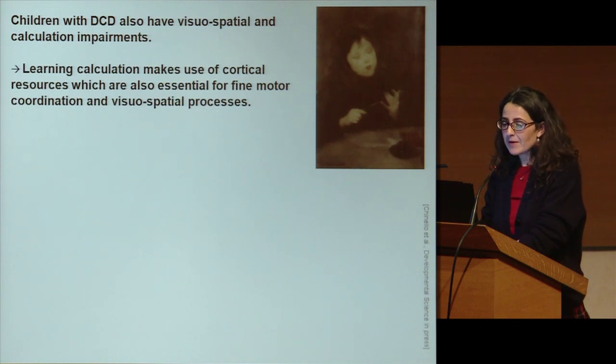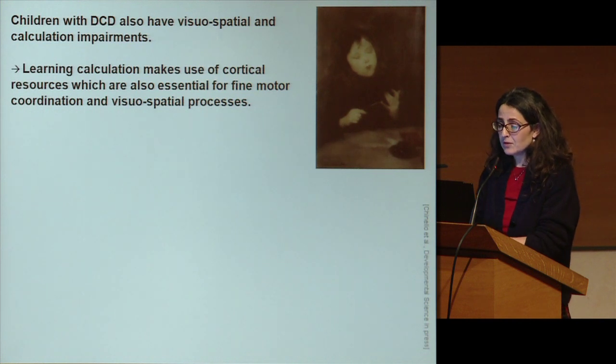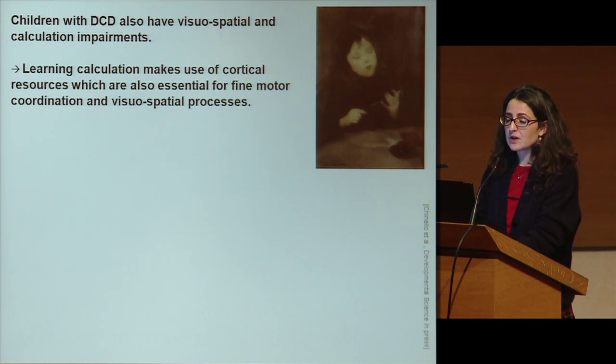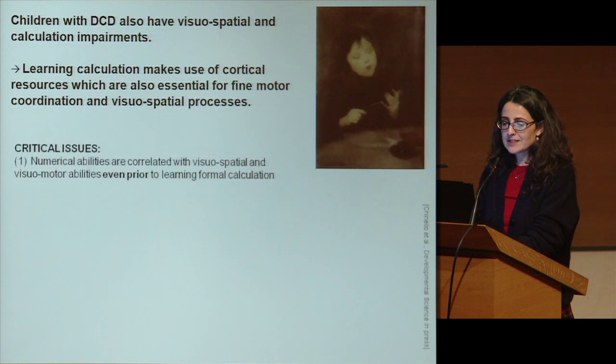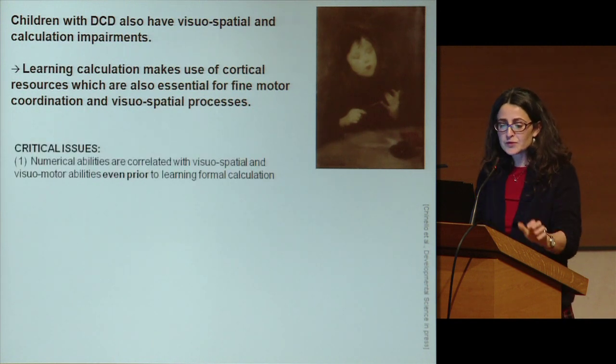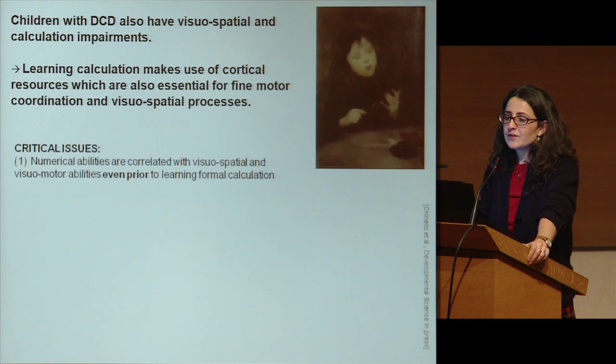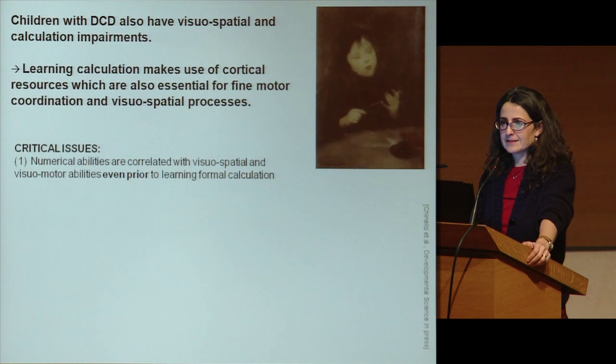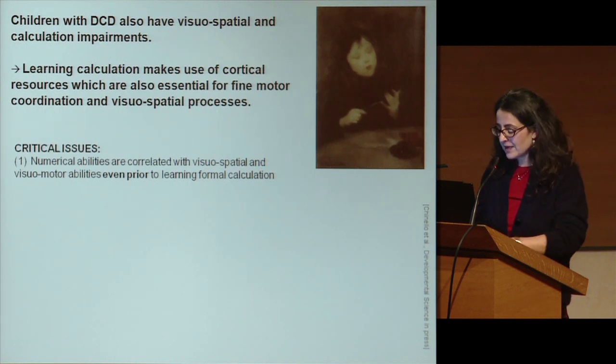So with this experiment, we can maybe conclude that learning calculation makes use of cortical resources which are also essential for fine motor coordination and visuospatial processes. However, of course, there are critical issues to take into account. First of all, we have shown recently that numerical abilities, even very simple numerical abilities, such as the ability to compare dot patterns, for example, are correlated with visuospatial and visual motor ability even prior to learning formal calculation.